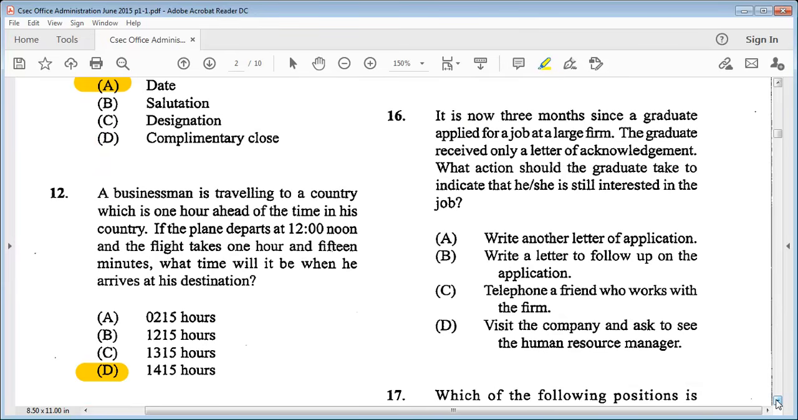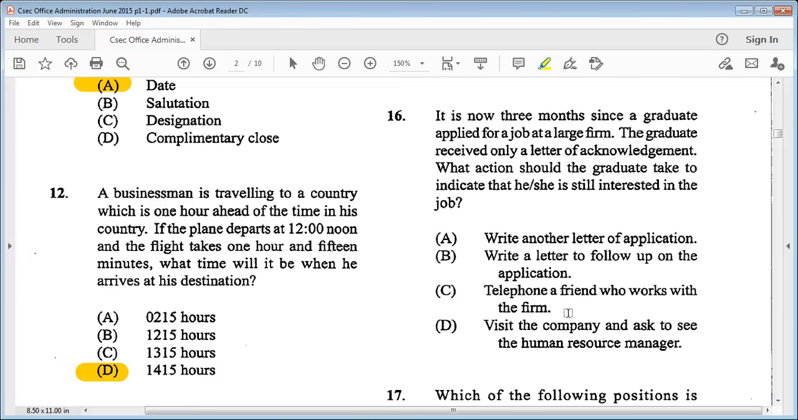Let's go on to question number 16. It is now 3 months since a graduate applied for a job at a large firm. The graduate received only a letter of acknowledgement. What action should the graduate take to indicate that he or she is still interested in the job? Is it A, write another letter of application, or B, write a letter to follow up on the application, or C, telephone a friend who works with the firm, or D, visit the company and ask to see the human resource manager? We're using the method of elimination.